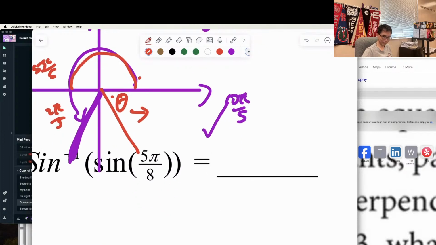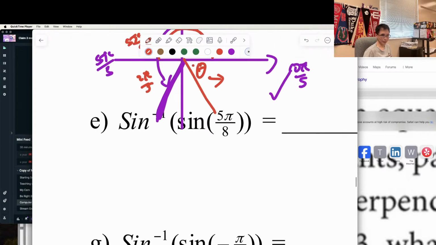Okay. Next one. Sine of 5 pi over 8. The cool thing about trig is there's not a lot of work. It's really critical thinking. I think this is the first time you had to think of something, visualize spaces. It's not actual calculations, but actually figuring out how things work.